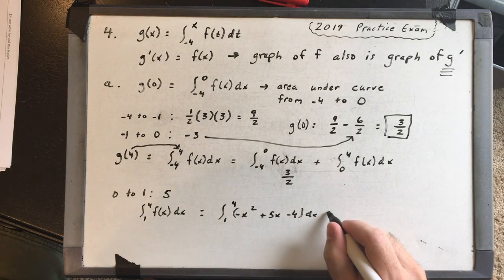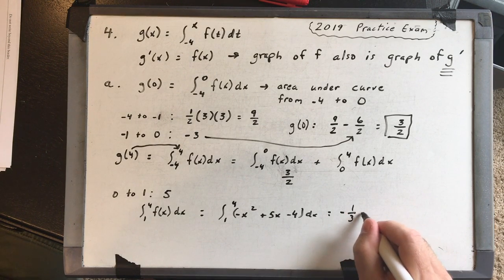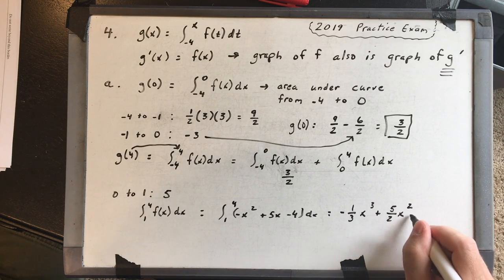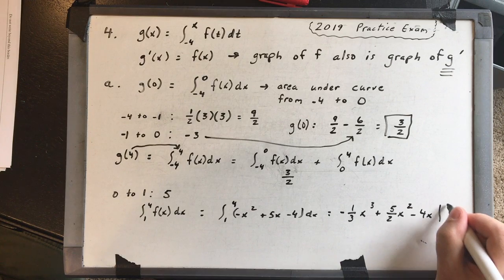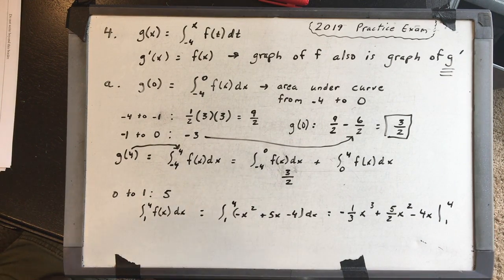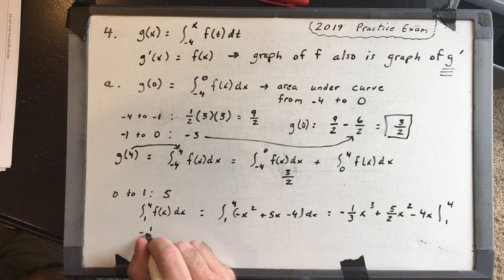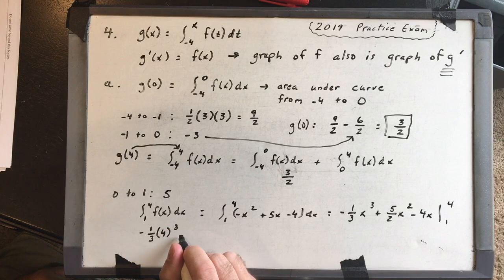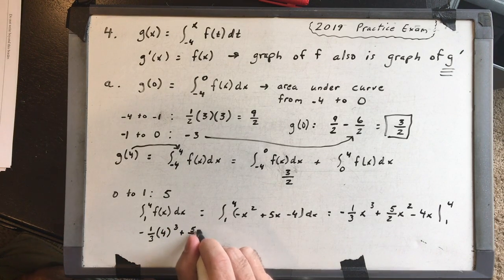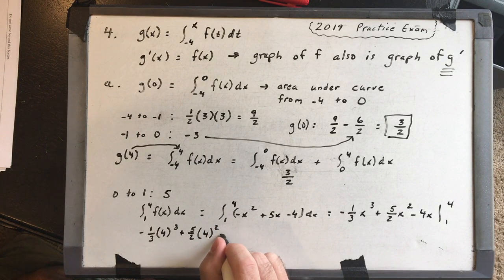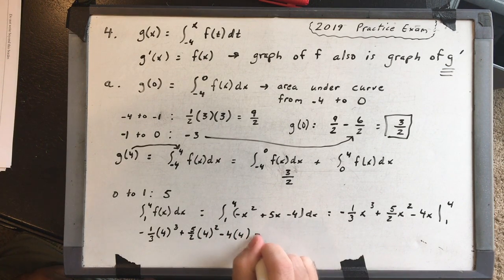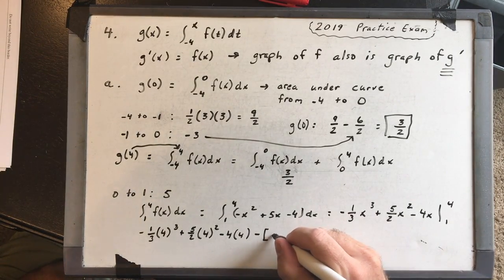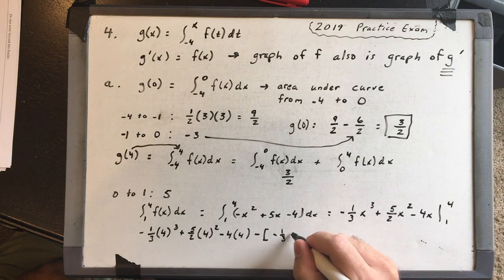Okay, we can do that by hand. So that's going to be negative 1/3 x cubed plus 5/2 x squared minus 4x, and we've got to evaluate that from 1 to 4. So that's going to be negative 1/3 times 4 cubed plus 5/2 times 4 squared minus 4 times 4, minus, and then we're going to plug a 1 in for all that. So negative 1/3 plus 5/2 minus 4.